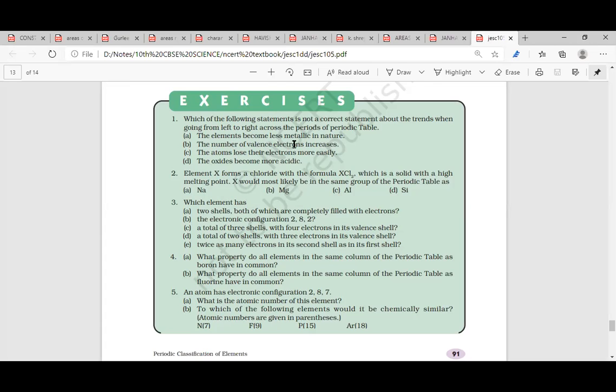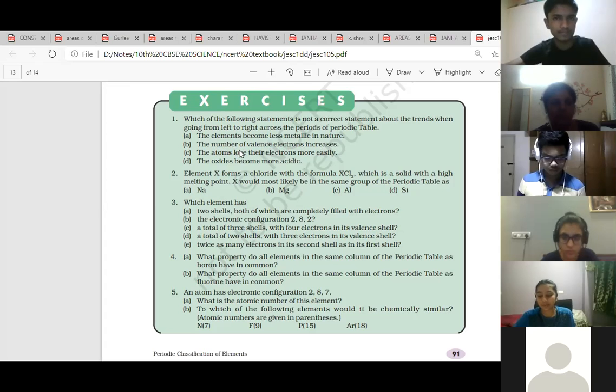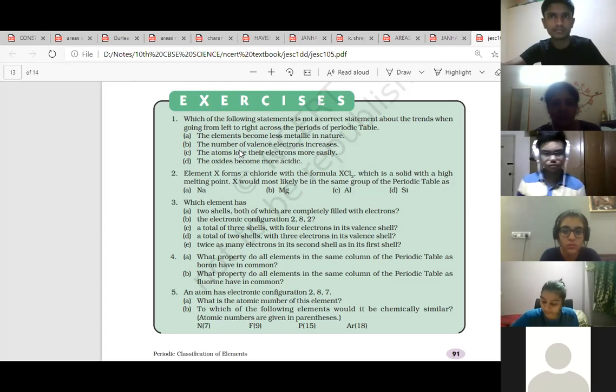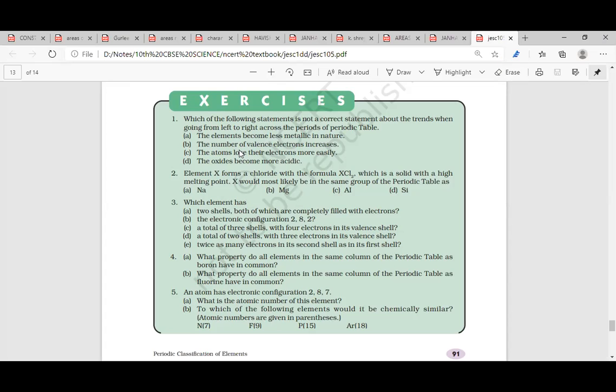Number of valence electrons increases, that's right. The atoms lose their electrons more easily. False. Number of valence electrons keep on increasing. That means if they want to lose electrons, they have to lose more, which is much more difficult. So this is the wrong statement. C is the wrong statement.